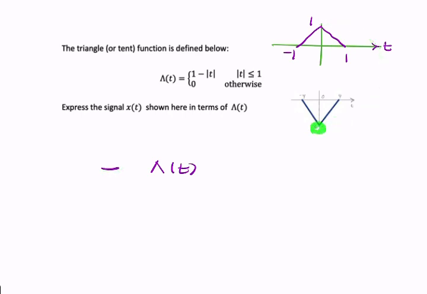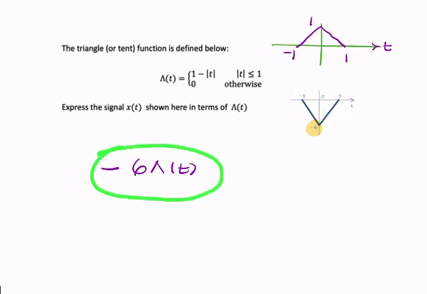The second thing we note is that it's scaled, it's stretched in the y direction by a factor of 6. So it's like multiplying our tent function caret of t by -6. So the negative sign reflects it, and then the 6 stretches it.